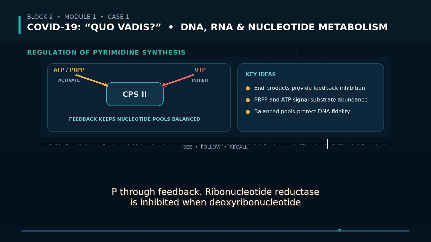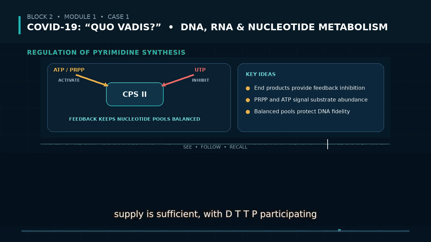The base is attached to the 1' carbon of the sugar through a beta-N-glycosidic bond. In purines, the bond is through nitrogen 9. In pyrimidines, it is through nitrogen 1.